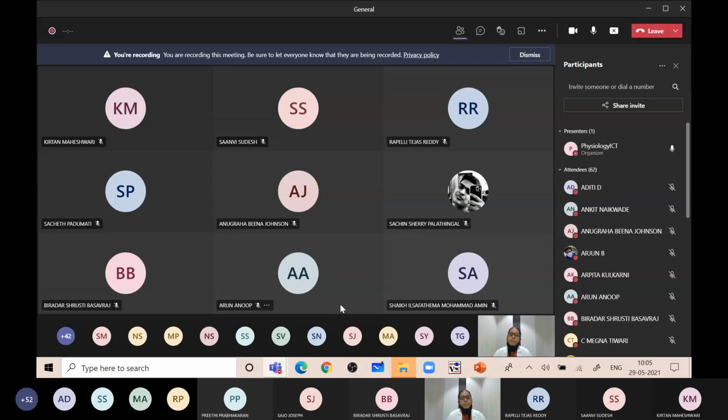Then V by P ratio, isn't it? Dead space. Yes, very good. Then diffusion capacity of lungs. Yes, Srushti, you want to say something?